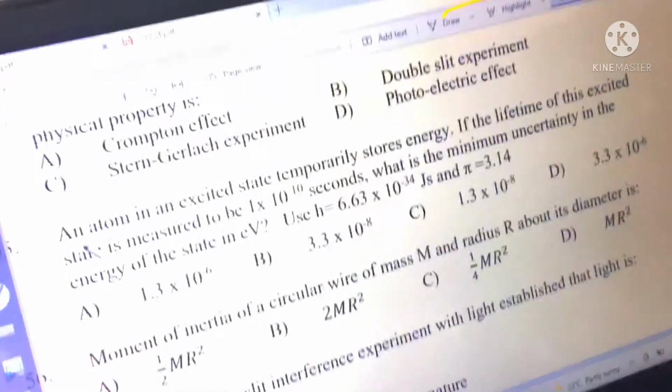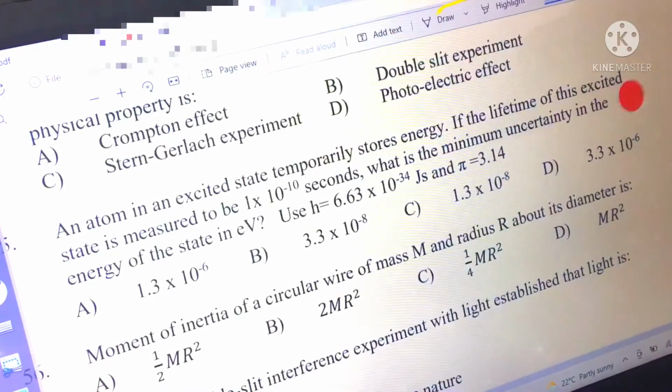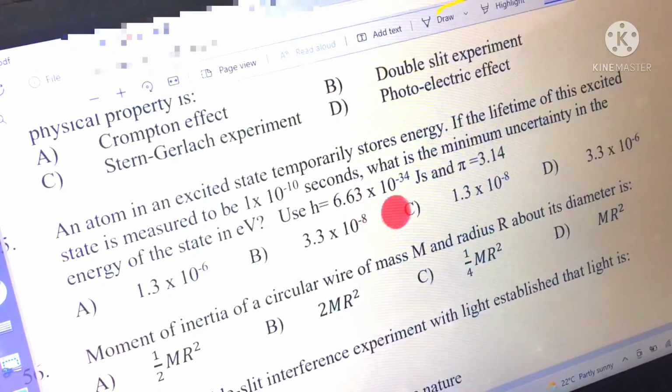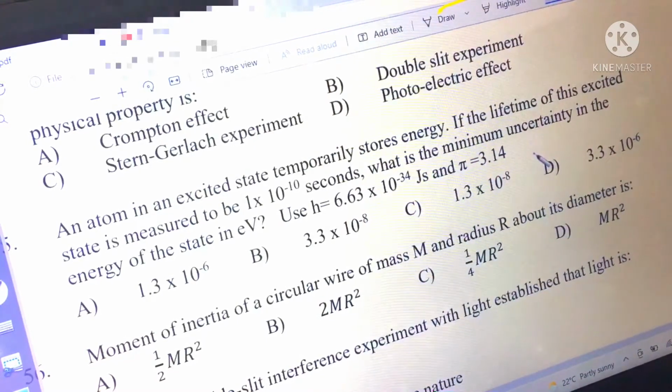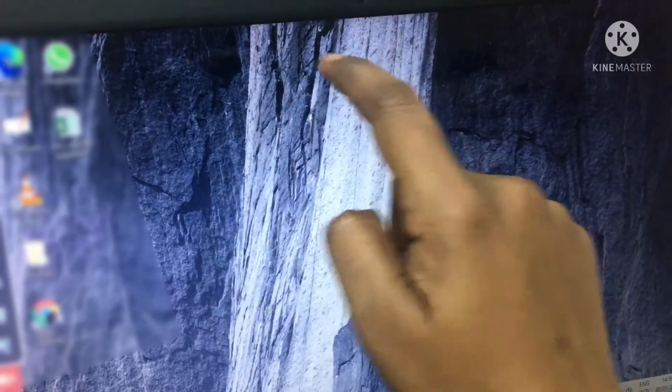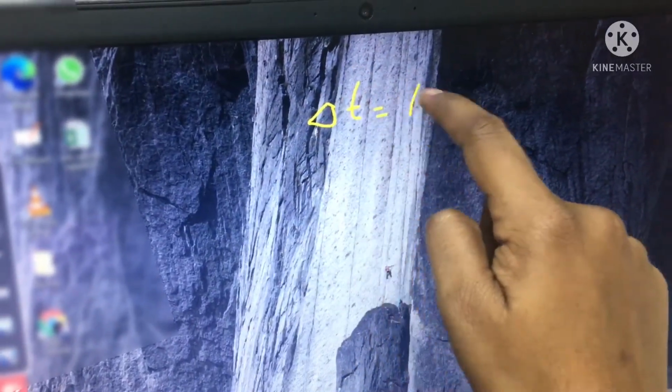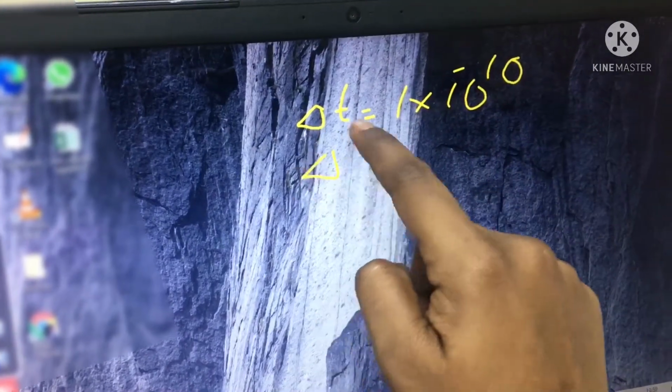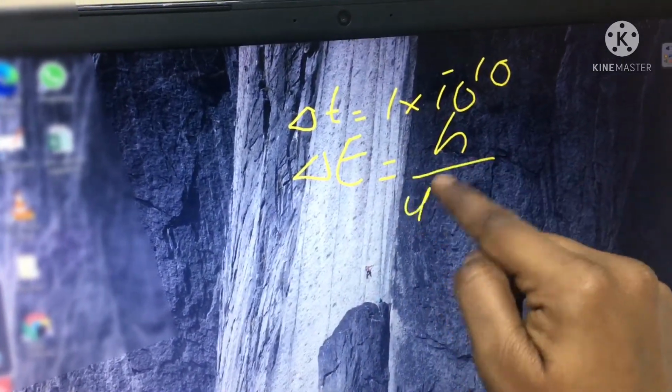Question number 55. An atom in an excited state temporarily stores energy. If the lifetime of this excited state is measured to be 1 × 10^-10 seconds, what is the minimum uncertainty in the energy of the state in electron volts? Use h, Planck's constant, equal to 6.63 × 10^-34 joule second and pi equal to 3.14. So they asked to find the minimum uncertainty in the energy, and it should be in electron volts. They gave Planck's constant, the value of pi, and delta t equal to 1 × 10^-10. We have to find delta E. Delta E is equal to h by 4 pi delta t.